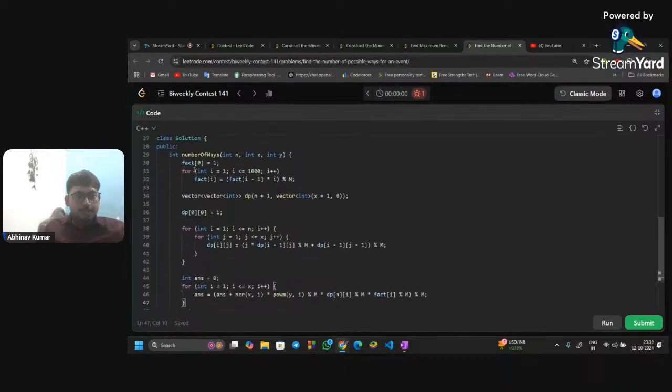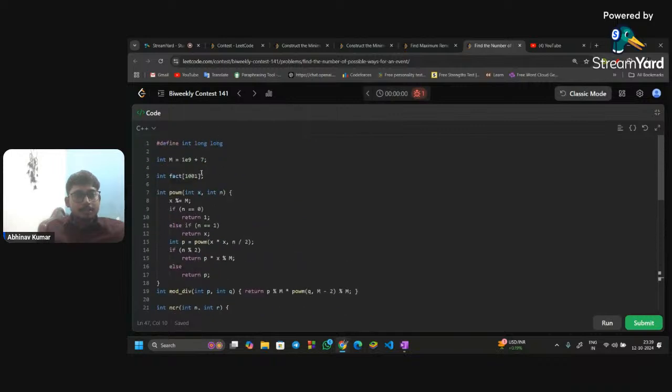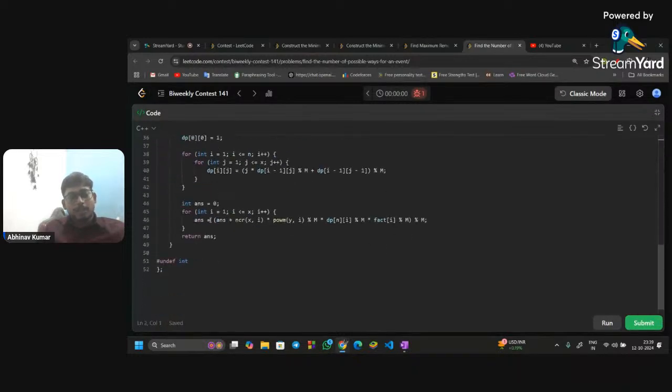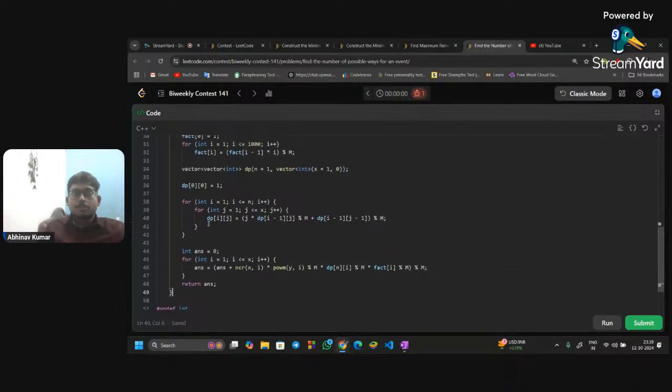First thing I'm doing is a factorial pre-computation. I have taken a global variable factorial up till 1000. I'll pre-compute all the factorials modulo 1e9 plus 7. I have defined int as long and then undefined int here, because I'm doing mod here. The product may exceed the range of integers, so it's important to use long here.